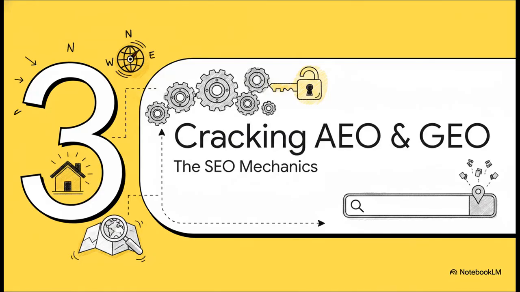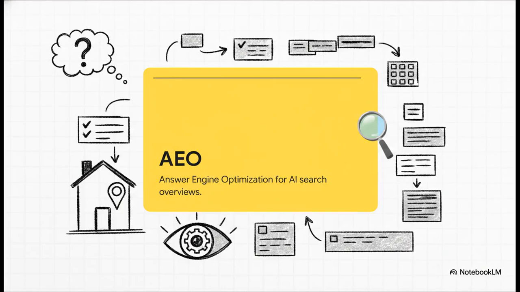Okay, part three, let's unpack some of the nerdy stuff. Cracking AEO and GEO, the actual SEO mechanics. First up is AEO. That stands for Answer Engine Optimization. Basically, this is exactly what AI search engines are hungry for right now. Web stories feed AI perfectly structured content, rich visual metadata, really short direct answers, and clear entity clusters.